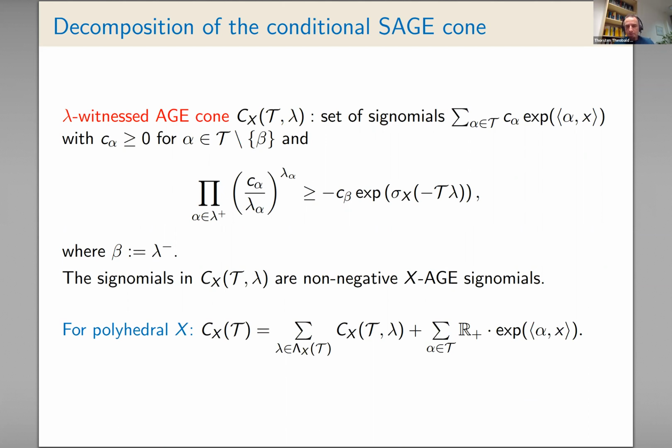Now, what we can do with that is we can build the same setup. We can generalize the setup that we have seen in the unconstrained situation, and we can decompose our conditional Sage cone as a Minkowski sum of these sublinear circuit witnessed cones. So here we take the subcones, which are witnessed by these sublinear circuits. Then, of course, we can always add some signomials which are clearly non-negative. And this is the main decomposition, which is then used to prove some geometric results, which I will show you on the next slides.